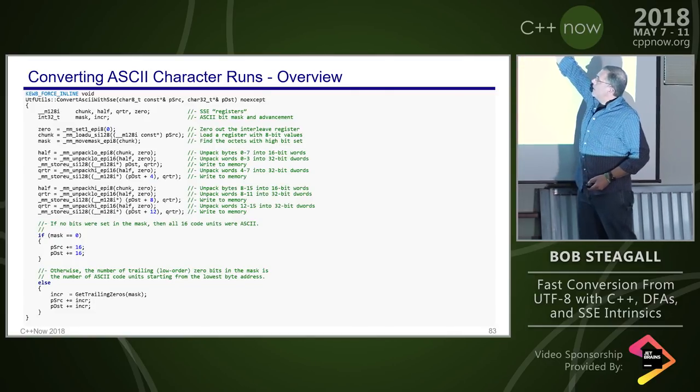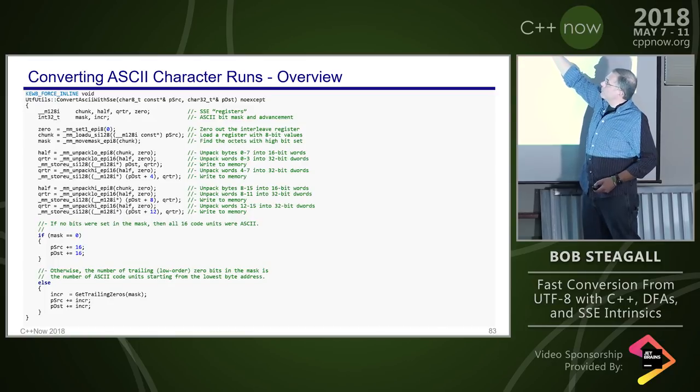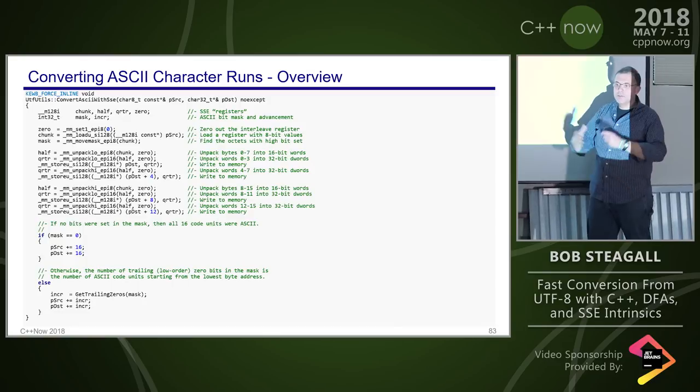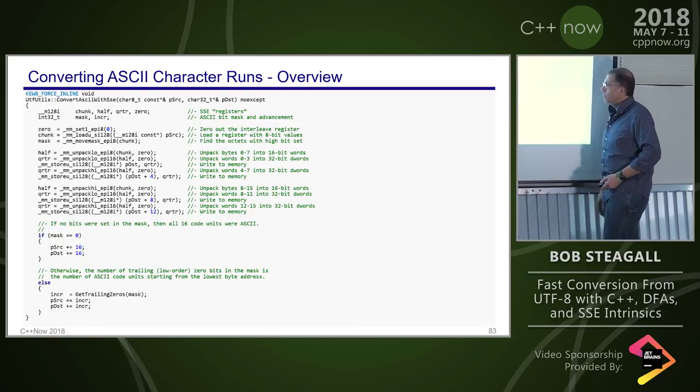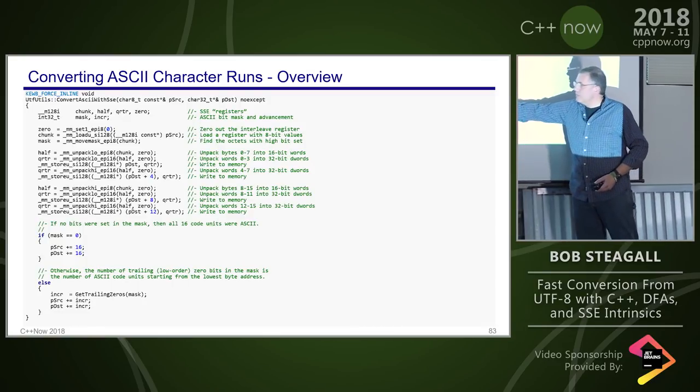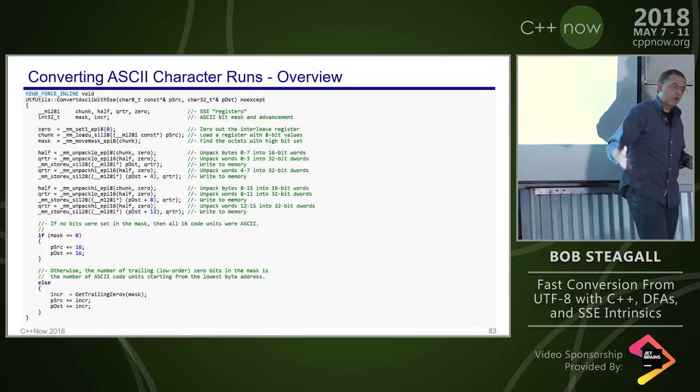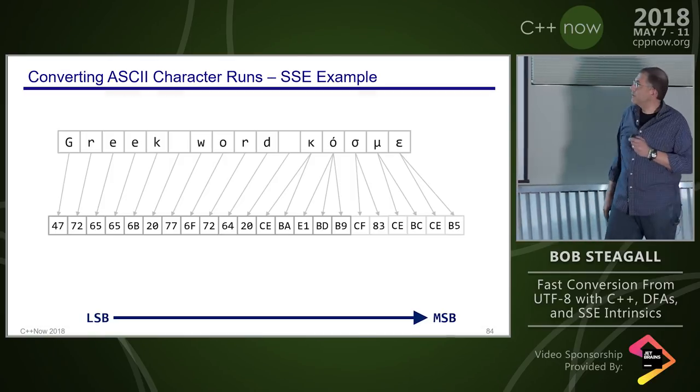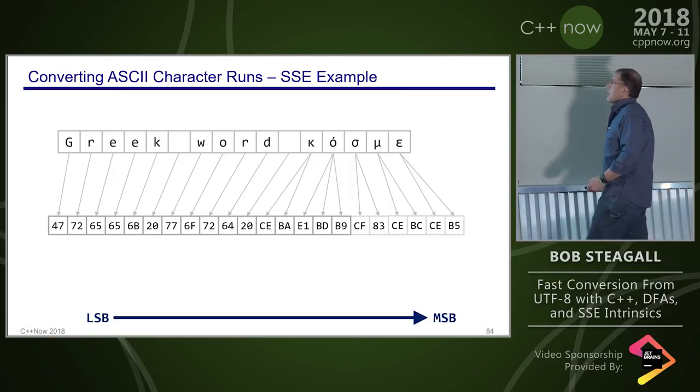I'm going to define some SSE registers, a couple of helper variables. I'm going to do some setup, and then I'm going to start unpacking bytes into 32-bit words. At the end of the day, in the bottom, I'm going to determine how far I advance my source and destination pointers. Let's look at an example.